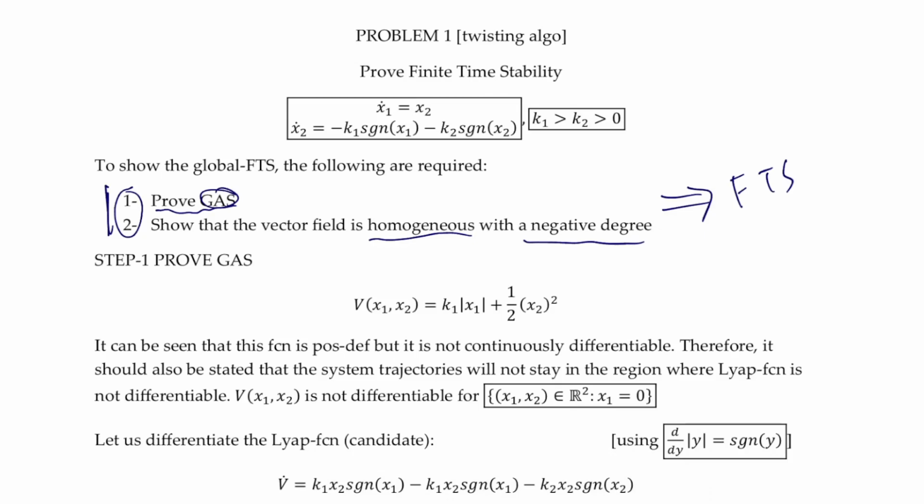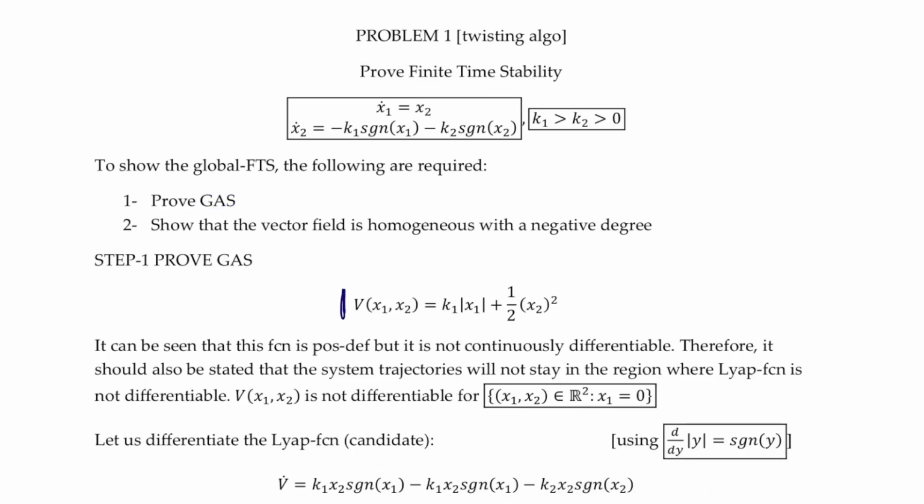All right, and this is an important theorem, by the way. So I will repeat it one more time. If your system is globally asymptotically stable, and if the vector field that you have is homogeneous with a negative degree, and of course you can also consider weighted homogeneous, then the system that you have is FTS, finite time stable. This is a really important thing in the sliding mode control field especially. And so let's prove global asymptotic stability.